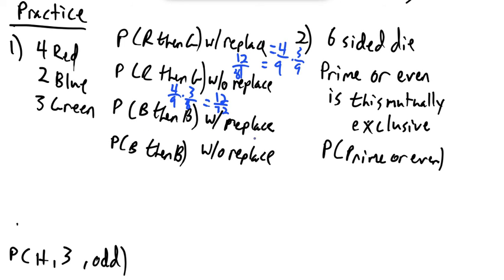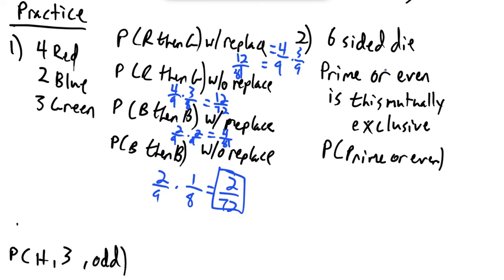For blue then blue, that's going to be a 2 out of 9 chance, and then a 2 out of 9 chance, so this is going to be 4 out of 81. Then for blue then blue without replacement, we have a 2 out of 9 chance, and then we lost 1, so it's a 1 out of 8 chance. So we have a 2 out of 72 chance, and you're going to want to reduce that.